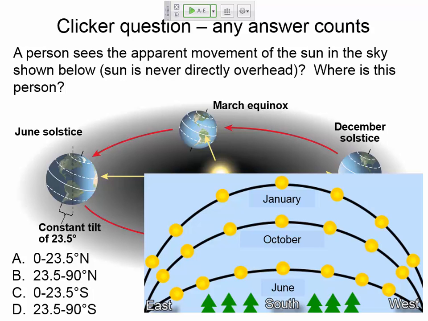Now, given that the sun is never directly overhead, you immediately know you're not between the equator and 23.5 degrees north, and you're not between 23.5 degrees north and 23.5 degrees south, because that's the only part of the planet that has the sun overhead at any point during the cycle whatsoever. We're far enough south that the sun is never exactly directly overhead here, so that makes D the right answer. This person is too far south to ever have the sun directly overhead. We know that because we're outside the tropics.